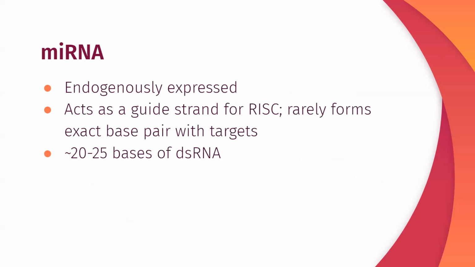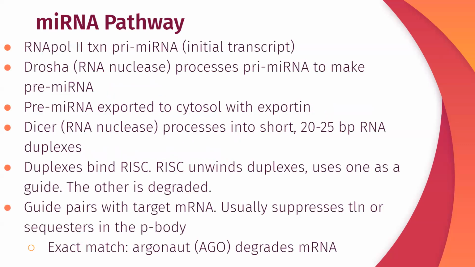So miRNA, microRNA, is endogenously expressed, which means in the organisms where we find it, it is encoded in their own genomes. And it's a guide strand for RISC, so they will form a complex together to target mRNA that we want to silence. And it's really short. It's like 20 to 25 bases worth of double-stranded RNA.